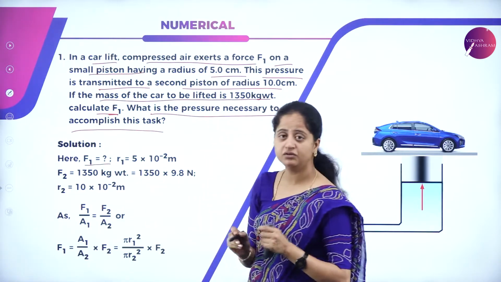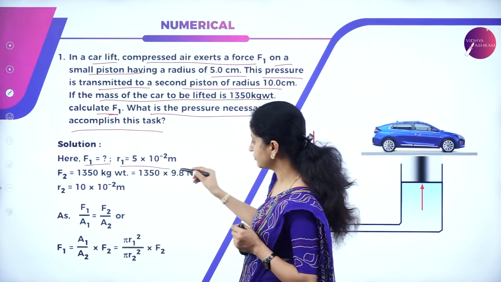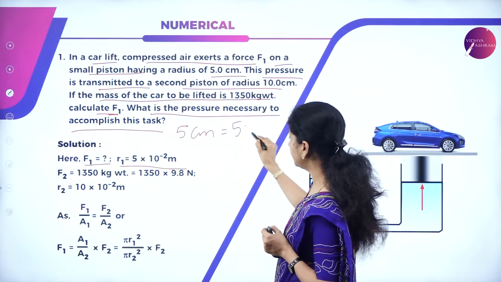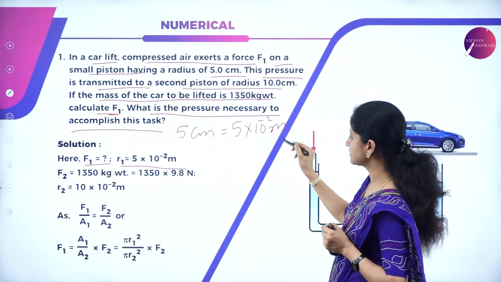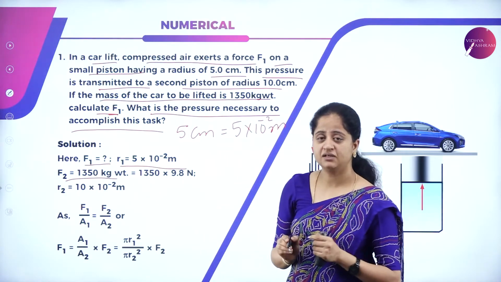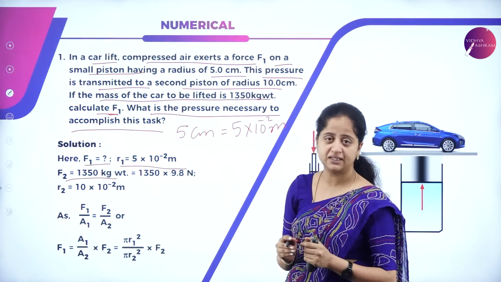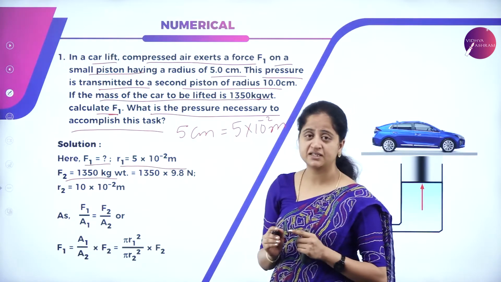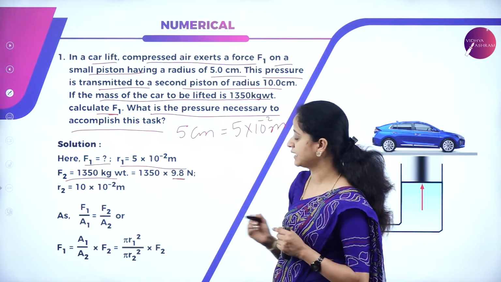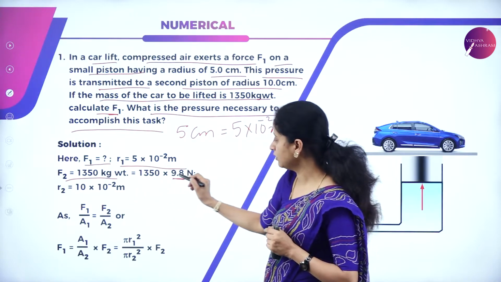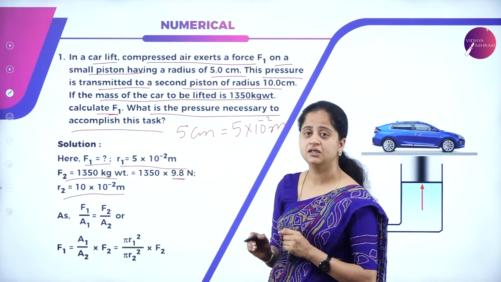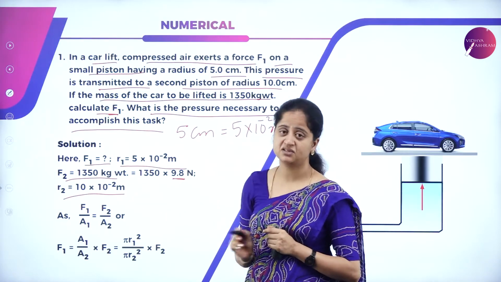Here we need to find out the force F1, and the radius of the first piston is given, that is 5 centimeter, which can be written as 5 into 10 power minus 2 meter, because meter is the standard unit. And force F2 is 1350 kg weight, but the force unit is Newton, it is not kg weight. We need to write it in Newton. So to convert that kg weight into Newton, we need to multiply with 9.8. So 1350 into 9.8 Newton, and the radius of the second piston is given, that is 10 centimeter, which can be written as 10 into 10 power minus 2 meter.